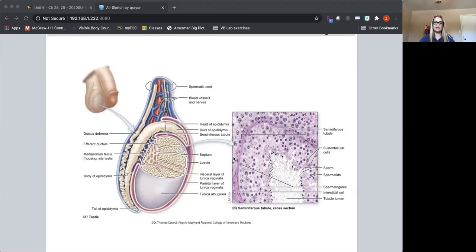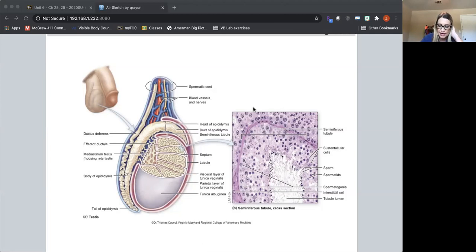So this image shows us the testes, and each testis is covered by the visceral and parietal layer of tunica vaginalis. And the tunica vaginalis is this. You can see it's folded. It's basically a single membrane, but it's folded onto itself. And so you have that visceral and parietal layer there.